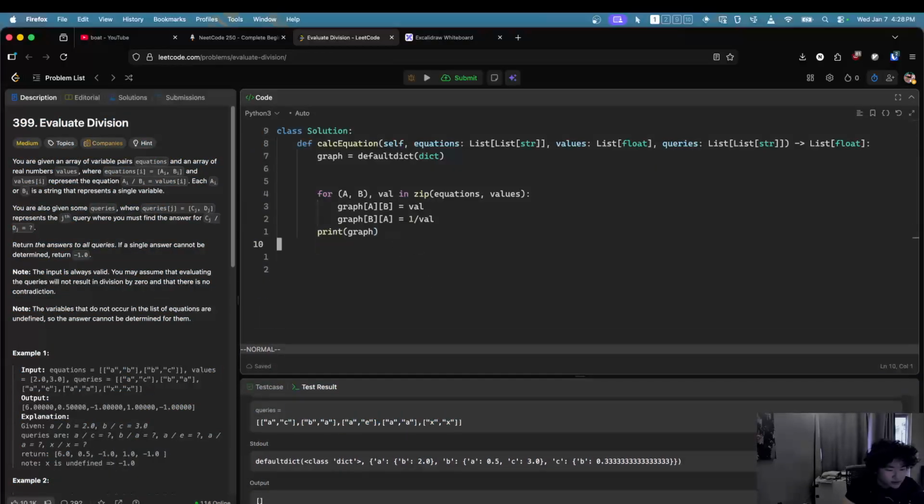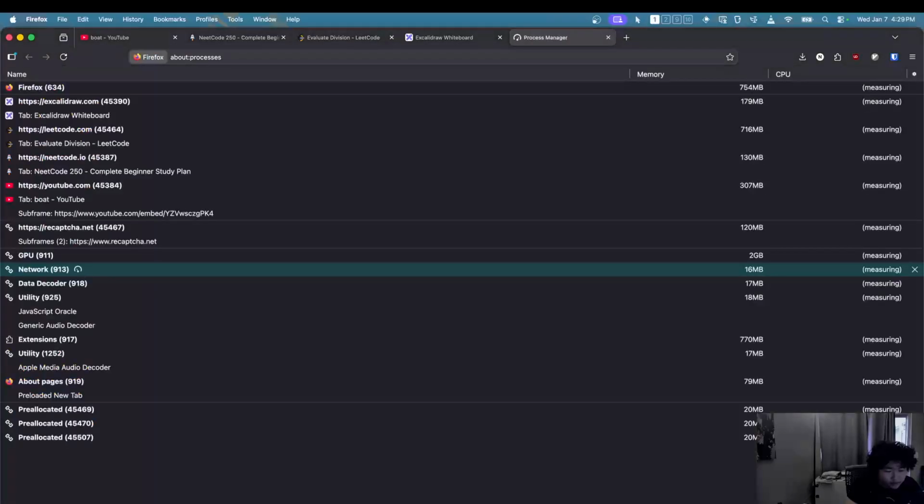Basically, we just do a DFS on every single query. So for every query in queries, let's do A to B here. Let's call this start and target. And we'll have a res here, and return res. And res.append is basically the DFS from start to target. And we'll add a set as well.